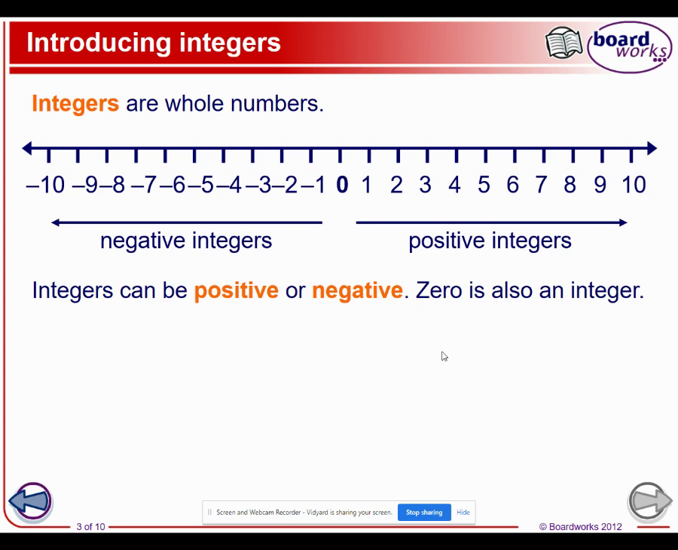Now, it's important to understand that negative numbers are not whole numbers. Negative numbers are the opposites of whole numbers. Well, not all negative numbers are opposites of whole numbers, but if you find a negative number that's the opposite of a whole number, then both numbers are integers. So negative numbers go to the left of 0 on the number line, and positive numbers go to the right of 0 on a number line.